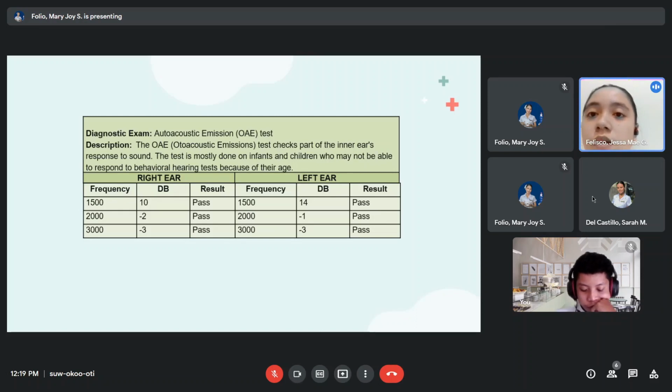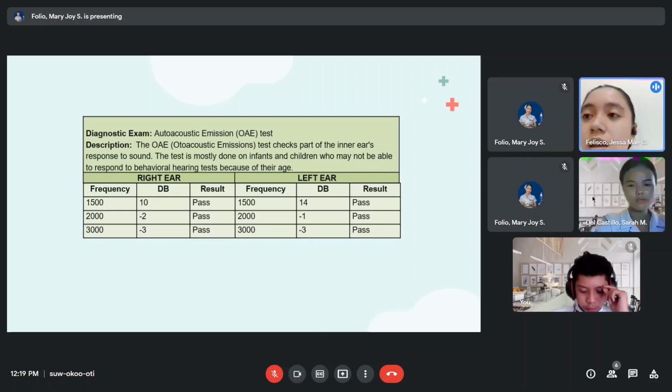Result pass. Frequency is 2,000, dB is -2. Result pass. Frequency is 3,000, dB is -3. Result pass. And for the left ear, we have a frequency of 1,500, dB is 14. Result pass. 2,000, dB is -1. Result pass. And lastly, we have 3,000 frequency, dB is -3, and result is pass.